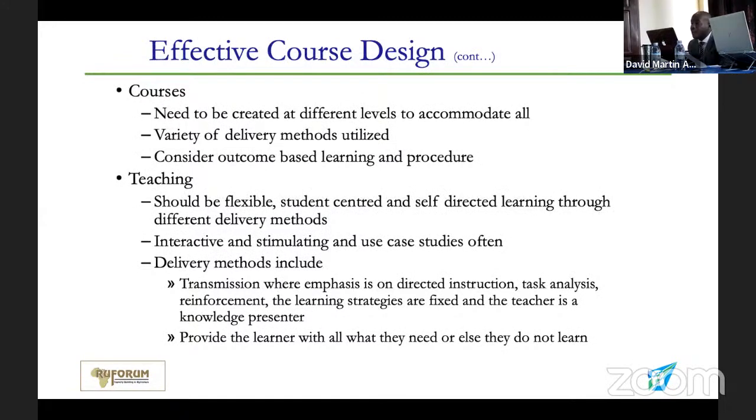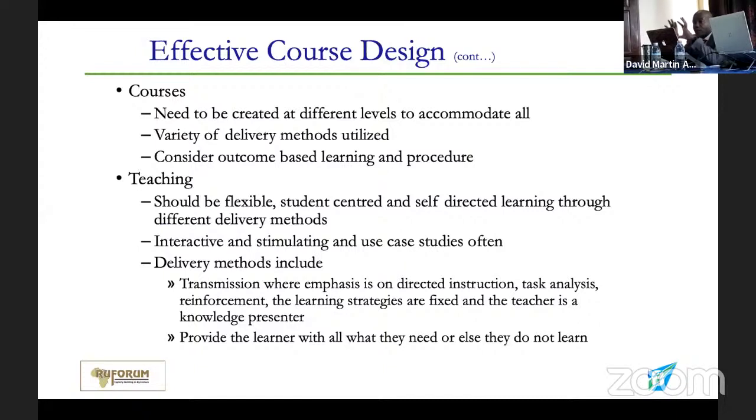But as I've already indicated, because you have a variety of learners within your class, you need to be able to take care of all of them so that you accommodate all of them. And therefore, you may put all these approaches together, keep on mixing them for the good of the class so that you don't leave anybody behind. What you really need is to make sure that your class is flexible, it is student-centered, and self-directed learning is offered as you deliver your class.